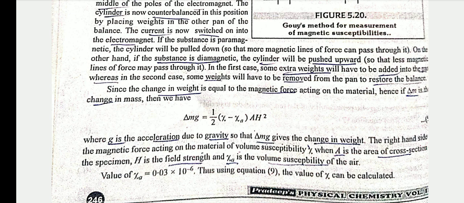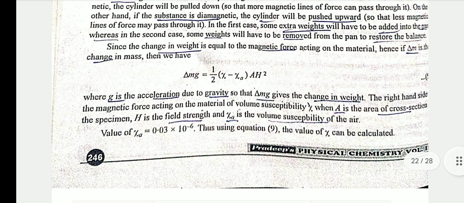Hence, if delta m is the change in mass, then we have delta m g equal to 1/2 (χ minus χ') A H squared, where g is the acceleration due to gravity. So delta m g gives the change in weight. The right-hand side is the magnetic force acting on a material of volume susceptibility χ, where A is the area of cross section of the specimen, H is the field strength, and χ' is the volume susceptibility of the air.